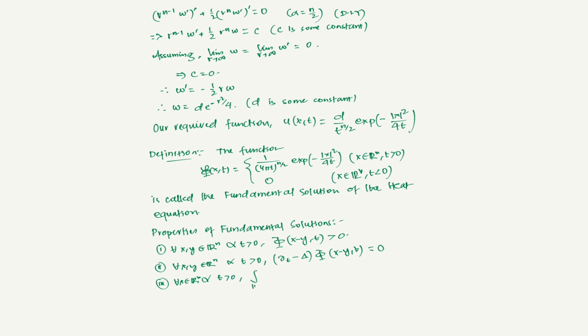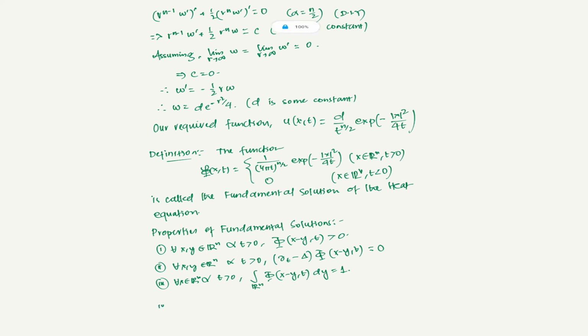The integral over Rn of phi of x minus y, t dy is going to be 1. This is the relation which you want. Basically, the integral of this fundamental solution has to be 1, just like in the case of the heat equation, and just because of that we took this constant d to be 1 by 4 pi whole power n by 2. That is the reason why we took this constant.